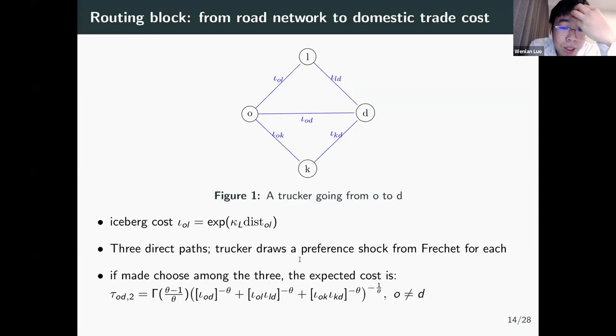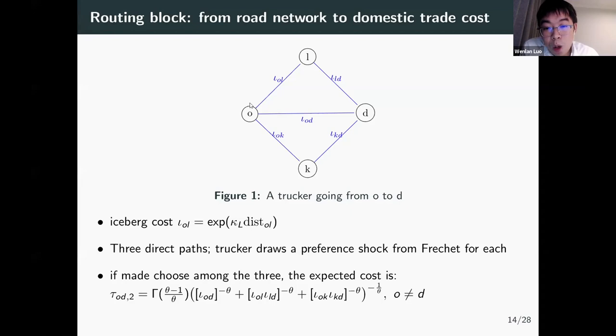So think about this simple example: a trucker wants to ship goods from O to D, but there are different routes. He can choose to ship directly or go through the two other routes, passing through CTL or CTK. The cost for taking a route is specified as an iceberg cost. So if he takes this route, the cost is just the exponential of the cost of elasticity times the distance of this route.